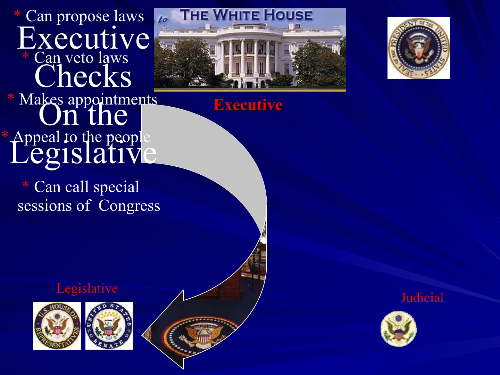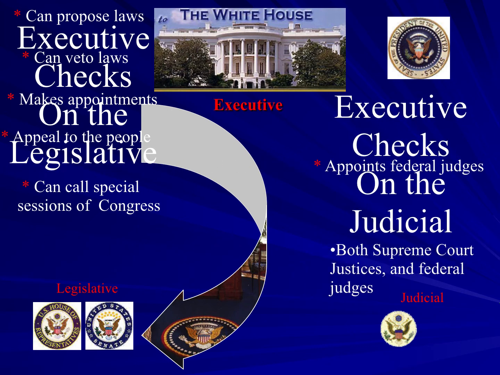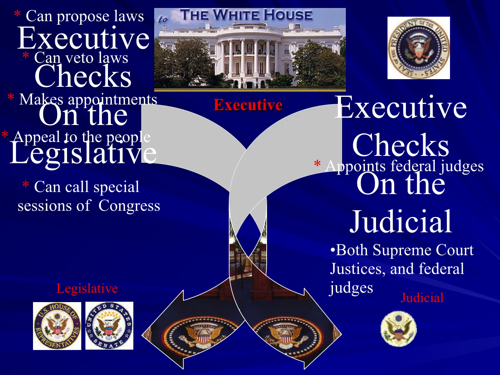The executive also checks the judicial. They appoint the federal judges. Trump appointed Gorsuch and Kavanaugh. Both Supreme Court justices and federal court judges are appointed by the president, currently the Trump administration. And Trump has appointed a ton of judges, okay?